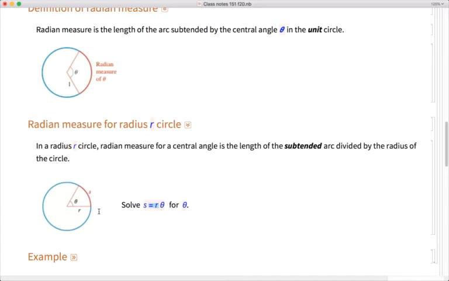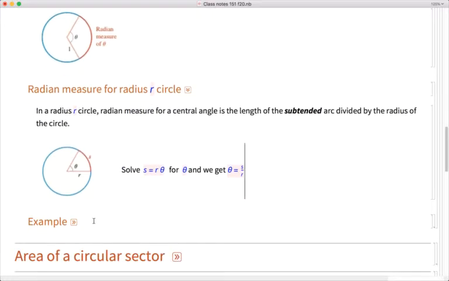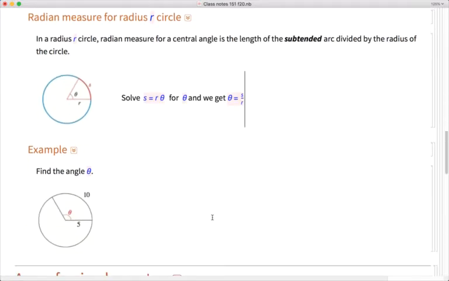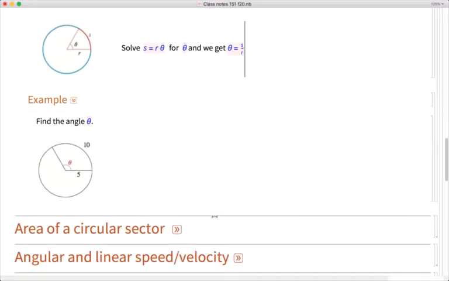So if instead what we're trying to do is measure the angle theta, we can solve this equation for theta, and we get that theta is equal to S over r. So this is another way to talk about radian measure. It's the length of the subtended arc divided by the radius of the circle that will give you the radian measure for the angle. Examples might help.